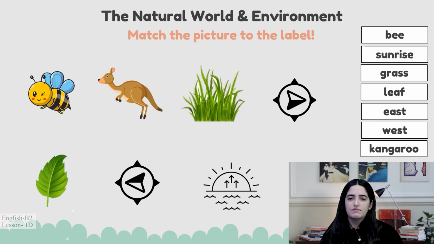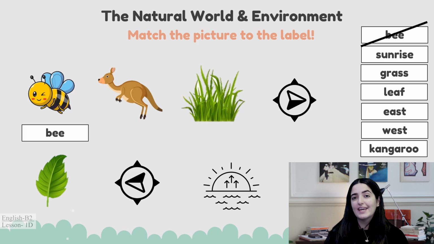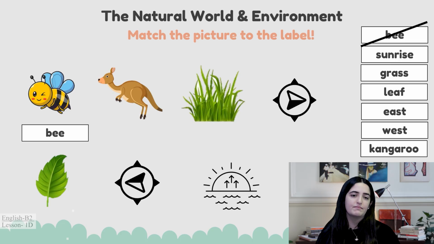Here are lots of pictures and here are lots of words. Okay, we need to match the word to the picture. We're going to start right at the top. Have a look at this cute little picture. What is it? Pause and answer. Well, I hope you said bee. This is a bee. Sometimes we say bumblebee, okay? It's a special type of bee.